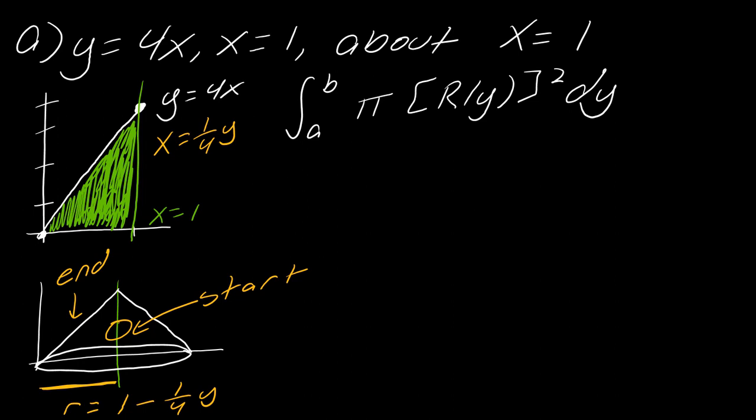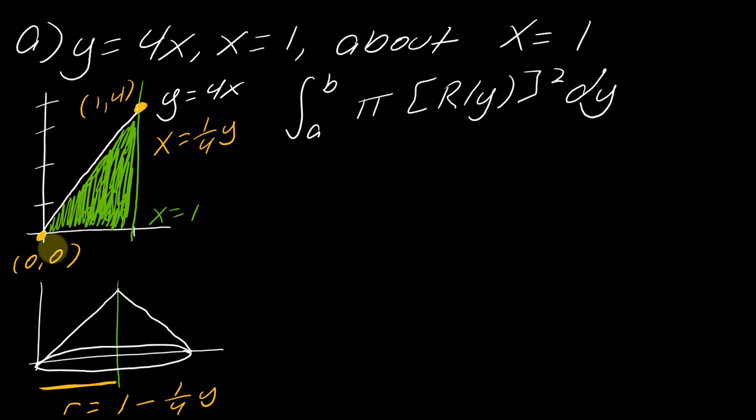That being said, we've really got everything that we need now. The last thing I need to know is the points of intersection. 0, 0 and 1, 4 are those points of intersection. I can figure that out pretty easily. And now I can finally plug everything in.